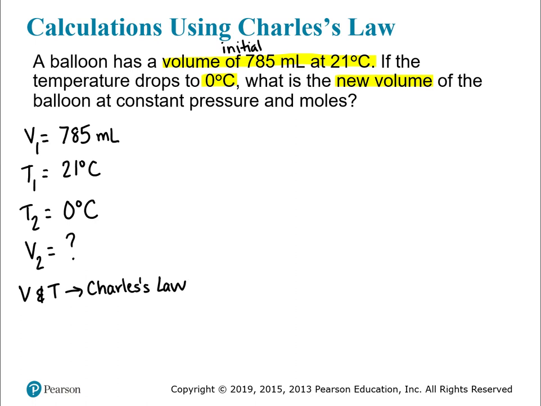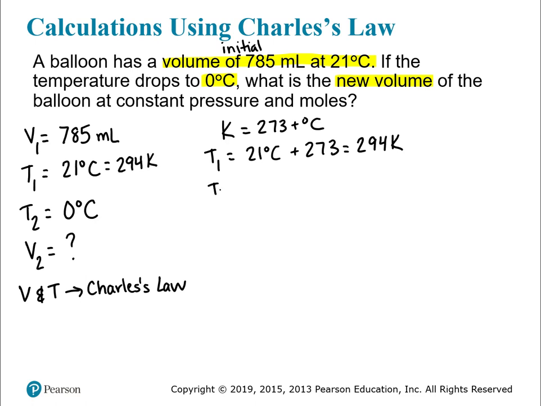Now that we've identified which gas law we need, we need to do two things. One, we need to convert our temperatures from Celsius to Kelvin. Then, we need to write out Charles's law, cross multiply, and solve for the variable we need. Let's start by converting our temperatures. T1 is going to be 21 degrees Celsius. We're adding 273, and that's 294 Kelvin. T2 was 0 degrees Celsius, and we're adding 273. That's 273 Kelvin.